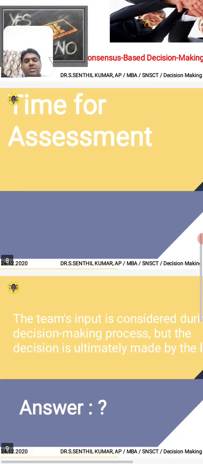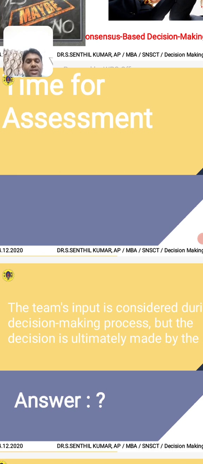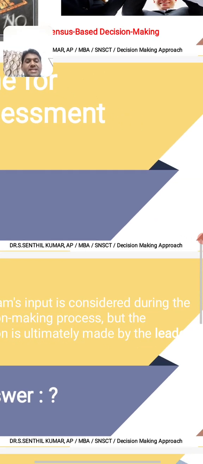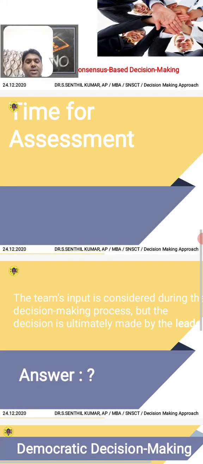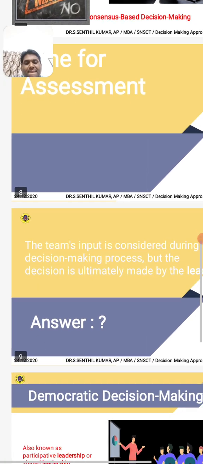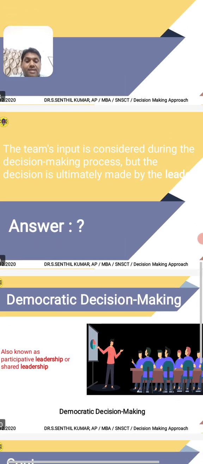Okay, I have a small question for you here. What is that? The team's input is considered during the decision making process, but the decision is ultimately made by the leader. True or false? What is it? Yes, of course it's true, right? Because all the decisions will be taken by him, but collectively certain things have to be completed, right?